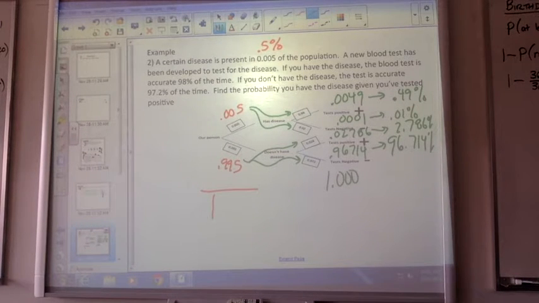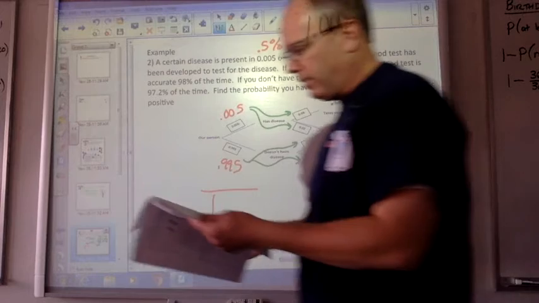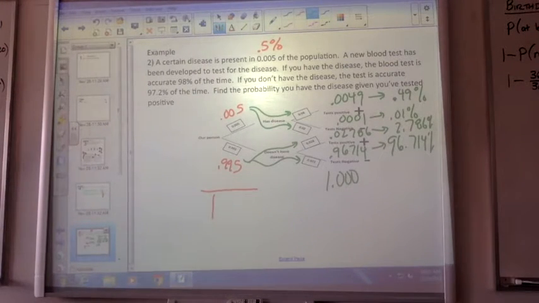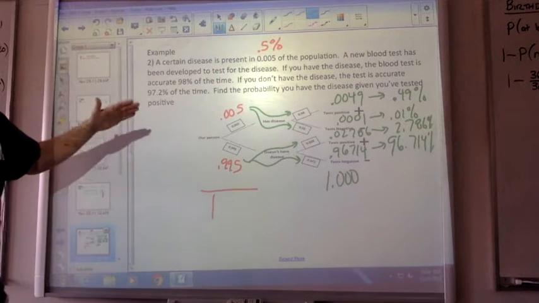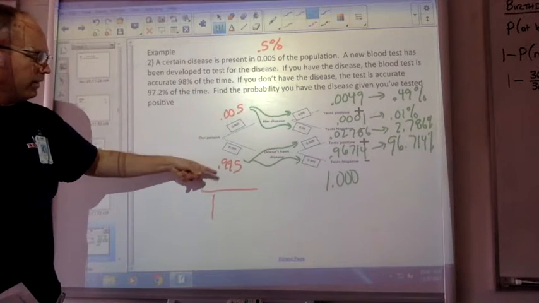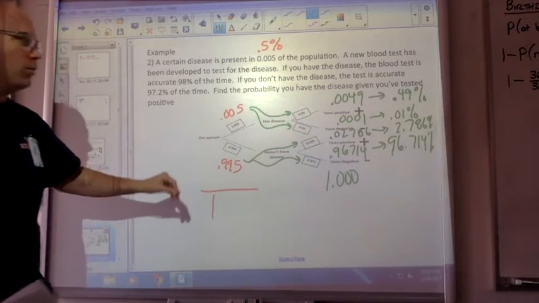And I have one slide left and then a Venn diagram. It's just going to be, take a look at it, and if you have the opportunity, try it. So, again, the tree diagram, I did it in two different colors. Your first branches are 0.005 and 0.995. Those add together to give you 1.